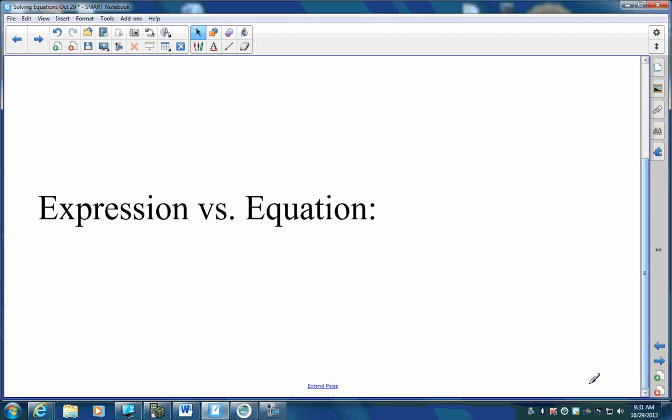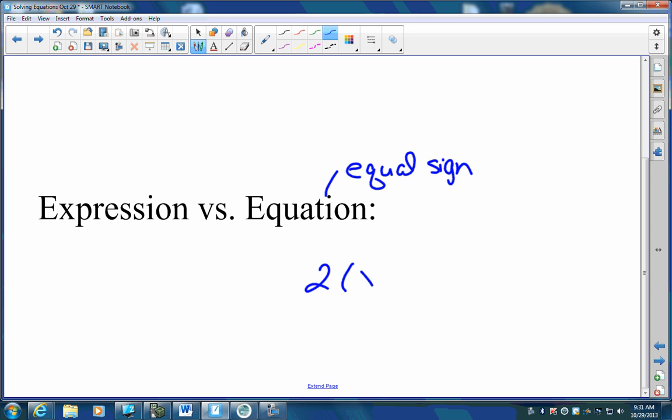Then we talked yesterday about expressions and equations. Remember that an equation has an equal sign, and an expression does not. An equation could be something like 2 times x plus 4 equals 8. That's an equation. An expression would be just 2 times x plus 4. An expression does not have an equal sign with it.